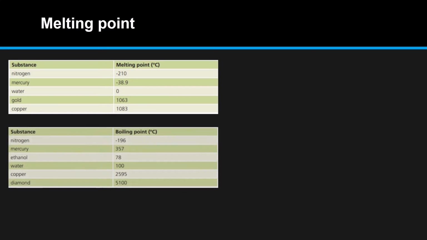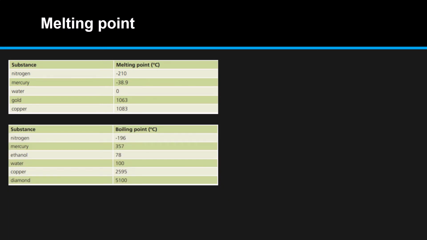Okay, so over here I have made these two tables for explanation. Here you can see the melting point and the boiling point. The substances are the same, but the boiling point and melting point for each substance are different. Different substances melt at different temperatures. For example, the melting point of nitrogen is minus 210 degrees Celsius, and the boiling point of nitrogen is minus 196 degrees Celsius.